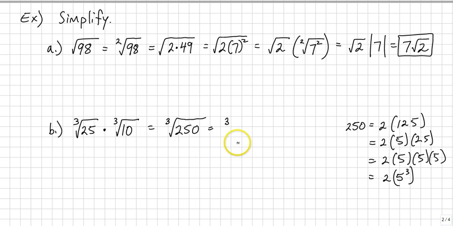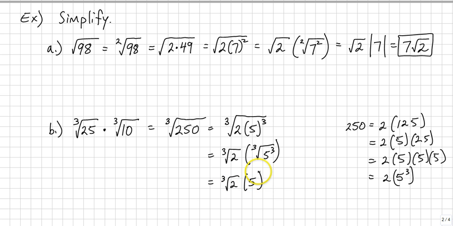So I can write this as the cube root of 2 times 5 cubed, and then I can split that apart into separate radicals. And 2 is prime. I can't break 2 down anymore, so I can't get 2 to have an exponent of 3, so there's nothing I can do there. But I have the cube root of 5 cubed, and using our property, that should just end up being 5. So I have the cube root of 2 times 5, so I end up with 5 times the cube root of 2.